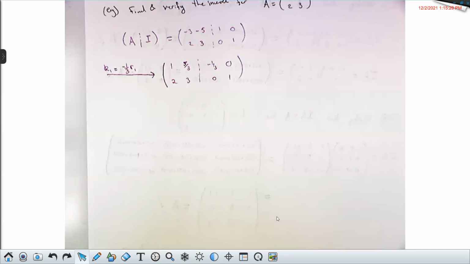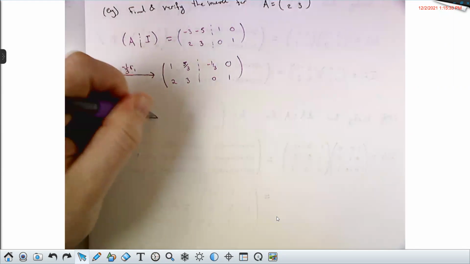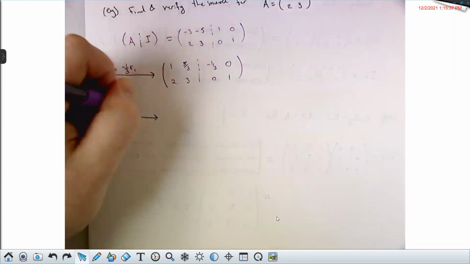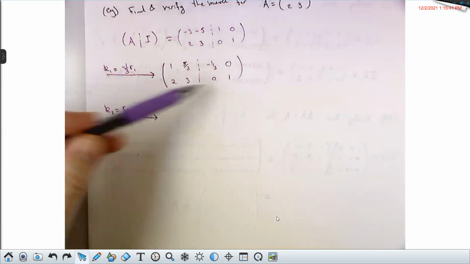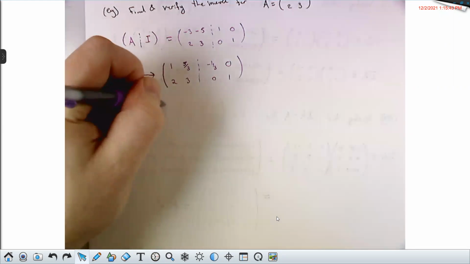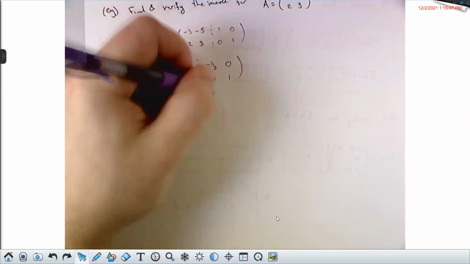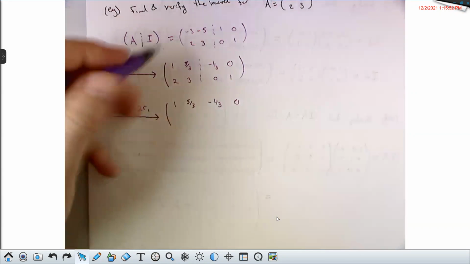Now I want to kill the 2. To do that, my new row 2 will be my old row 2 minus 2 copies of my old row 1. So I'm going to subtract 2 times row 1 from row 2. This time row 1 doesn't change. 1, 5/3, -1/3, 0. I do have some fraction arithmetic to do.